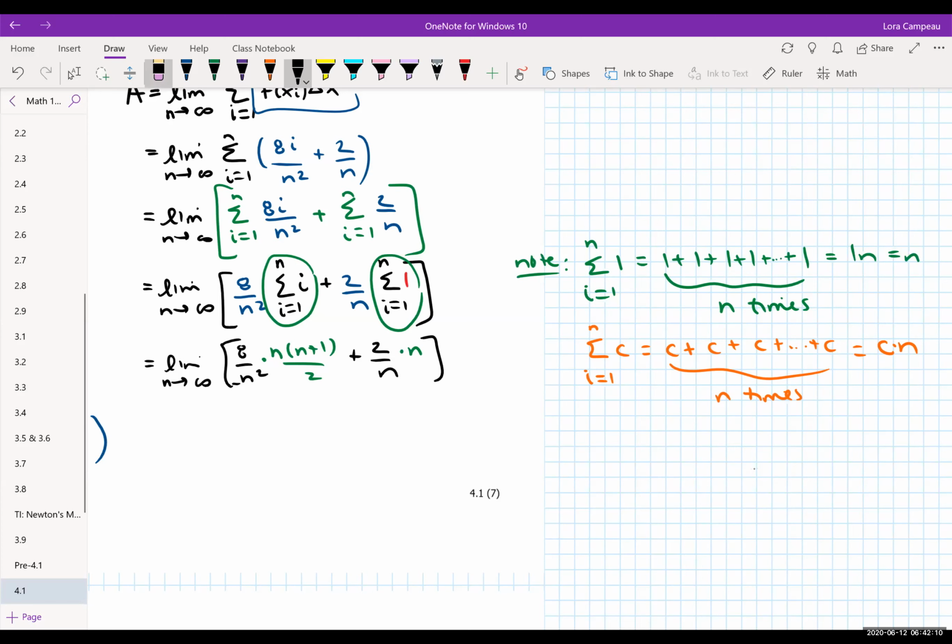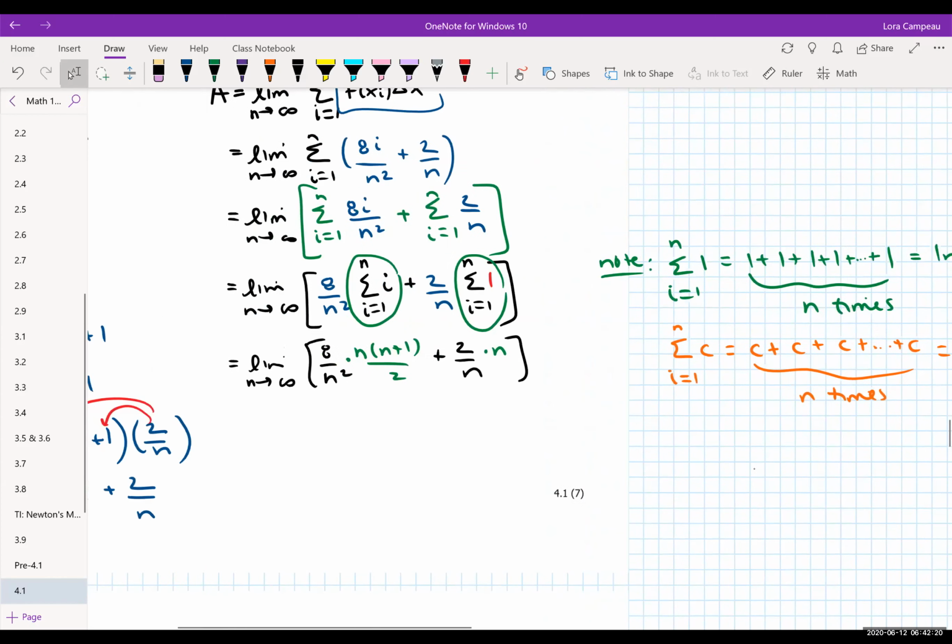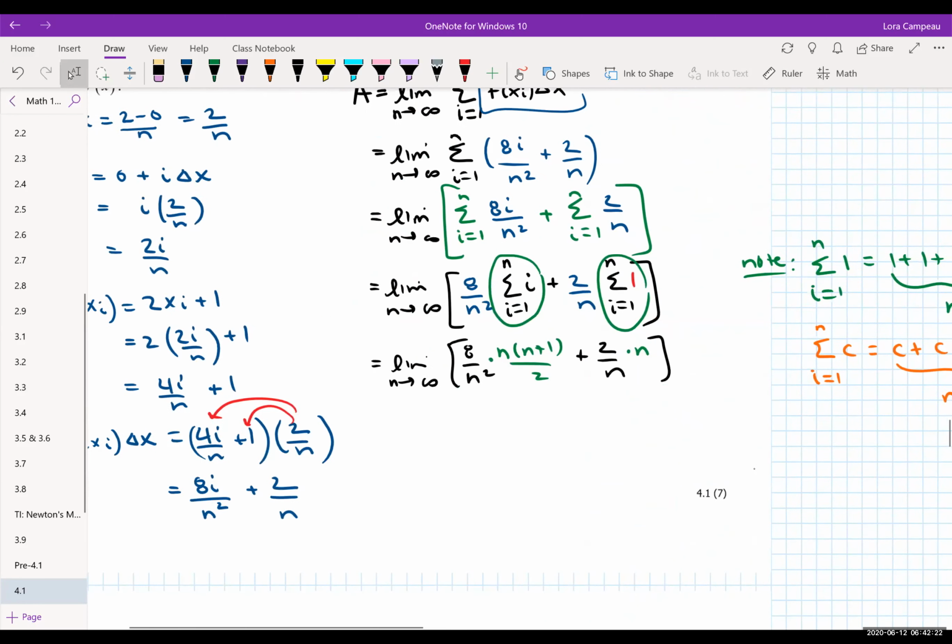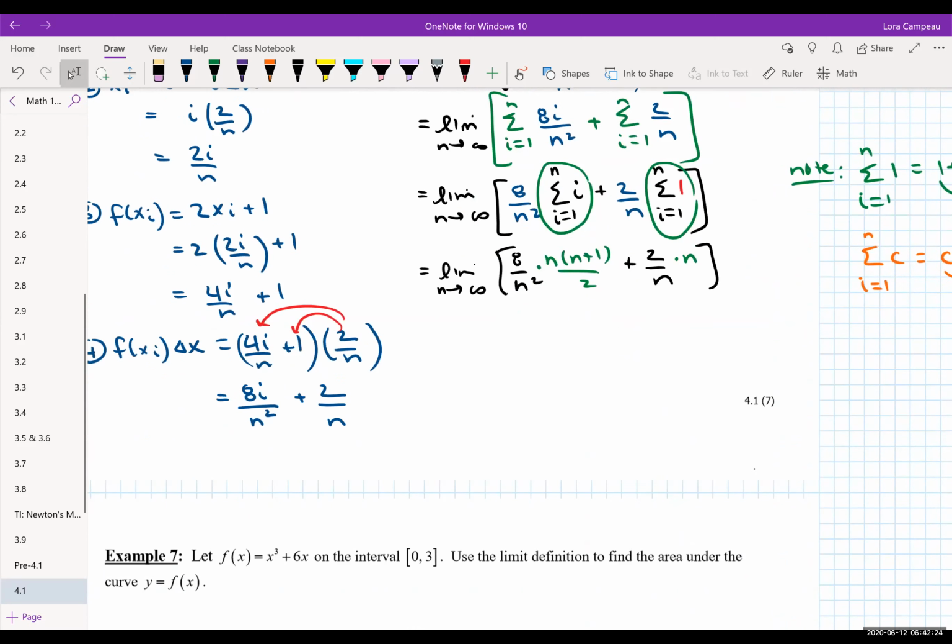Okay, let me double check that. Looks like there's a negative sign there and it's not supposed to be. That is a mistake. So at least we got rid of the summation notation, everyone. We're happy. Let's go back. The last thing we have to do is, let's see if we can simplify a bit. That's something to keep in mind.